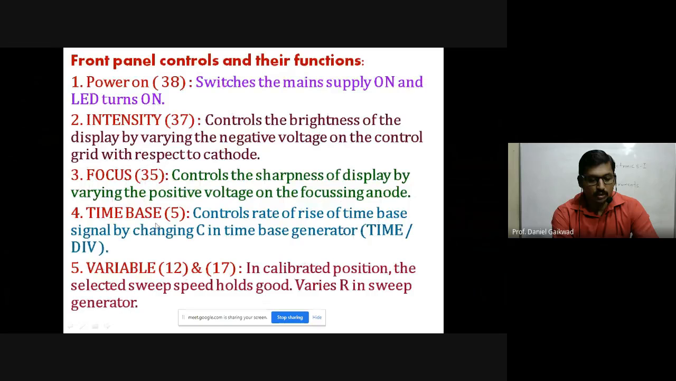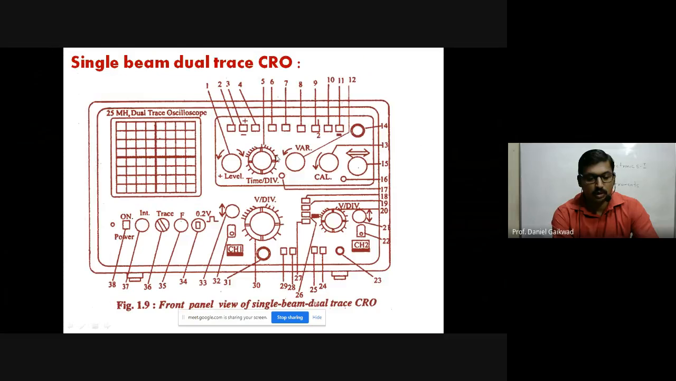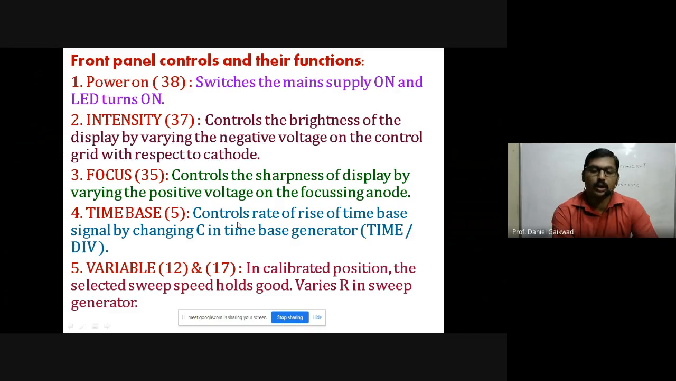So what is the role of the time base or time per division? Control the rate of rise of the time base signal by changing C in the time base generator, that is time per division. So we can change the particular knob by rotating, and accordingly we can change the time per division that is given to the horizontal plate in case of the cathode ray tube.